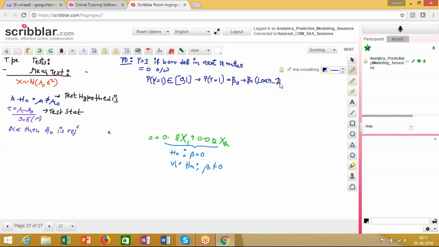So higher the loan amount, higher is the probability of default. Now observe one thing: the loan amount over here is a continuous variable, but the dependent variable, which is the probability of default, lies in the fractional set, right? So over here what we need to do is frame an understanding of these three values, beta 0 plus beta 1 loan_amount.